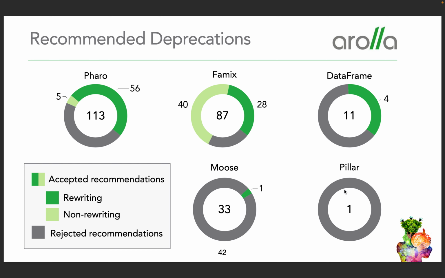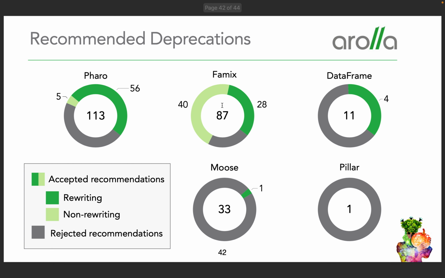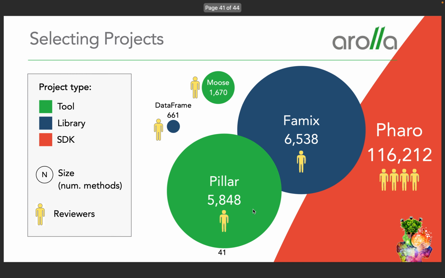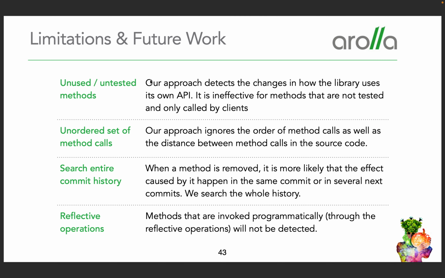Why? Especially because Pillar, for example, is pretty big. So you can see that Pillar is almost as big as Famix, and for Famix we get a lot of recommendations, 87. Well, for Pillar we get only 1. So we can speculate, we can try to explain this by the fact that Pillar and Moose are both tools, they're not libraries, which means that they don't have a really important API, and maybe between different versions this API does not change so much. So you can see that our approach is probably more suitable for libraries or SDKs such as Famix, DataFrame, or Pharo.